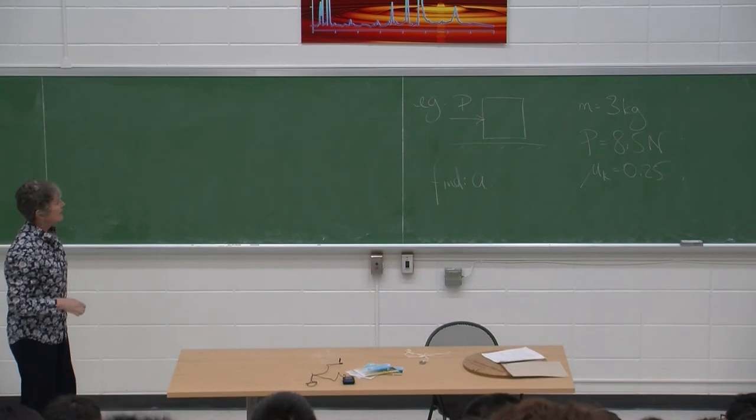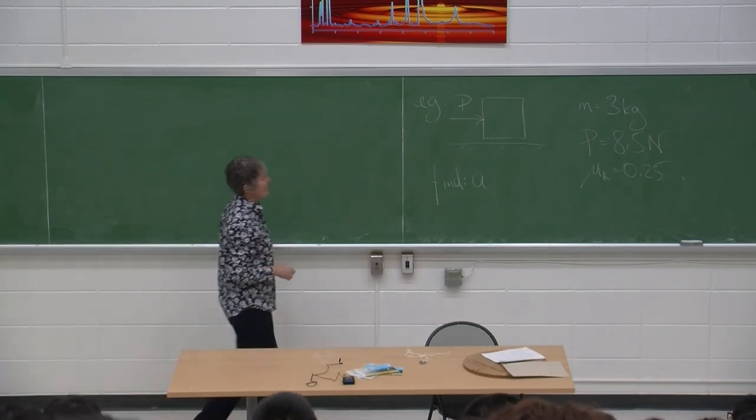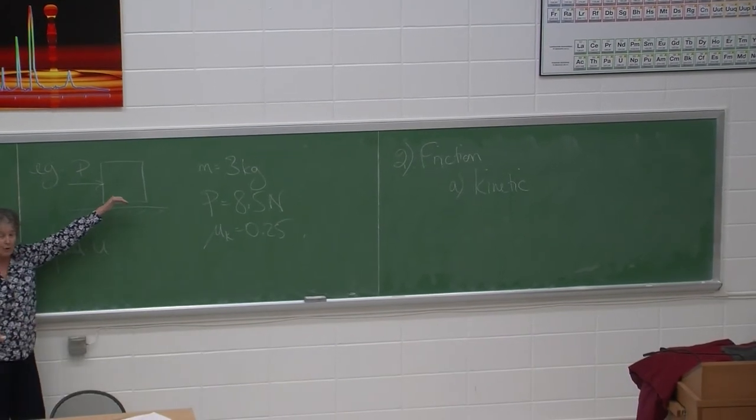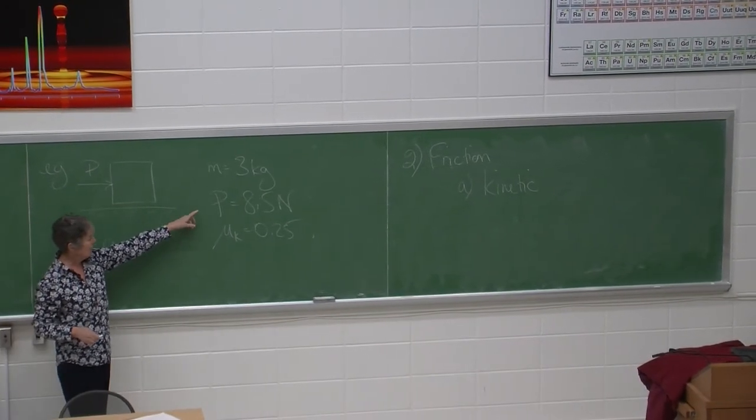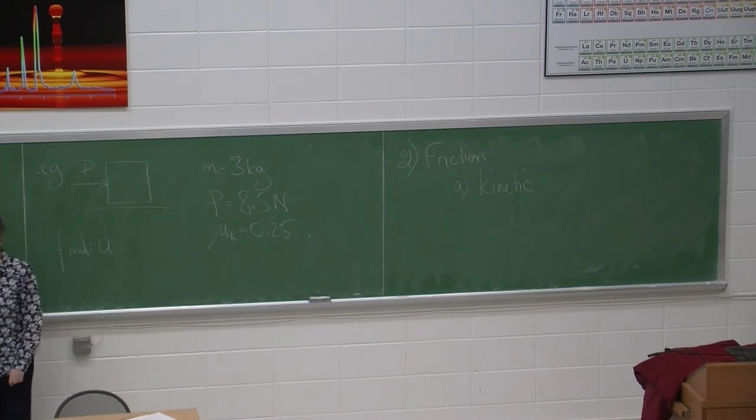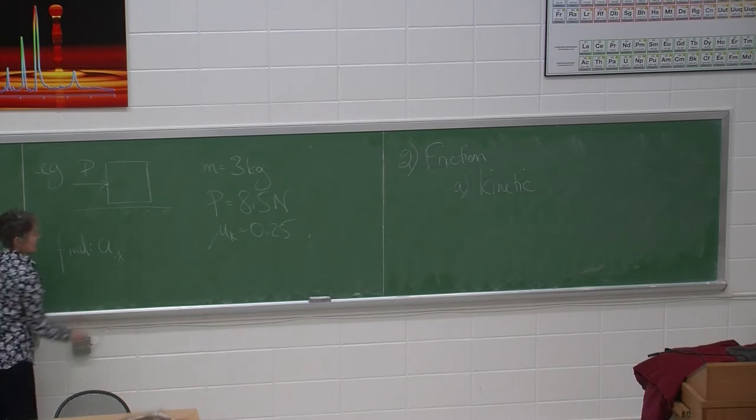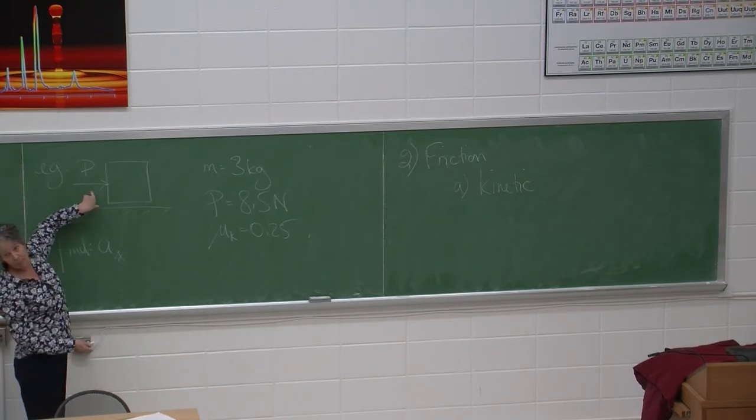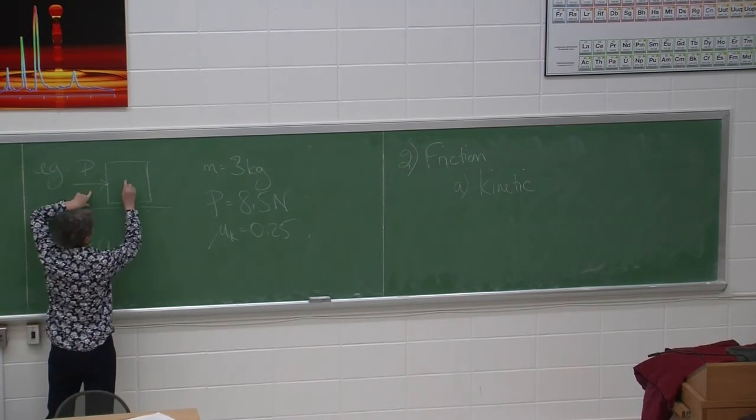And so here is the very simple example where you have a 3 kilogram mass. It is being pushed to the right, and it is moving to the right. The push is 8.5 newtons, and you're given the coefficient of kinetic friction equal to 0.25, and you're asked to find the acceleration. Almost everything that's interesting is happening in the x direction, so it's kind of a scalar problem.